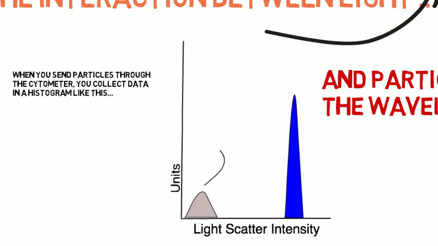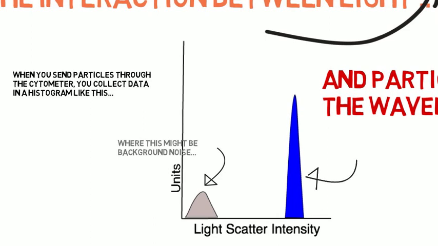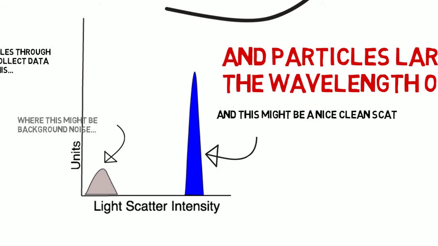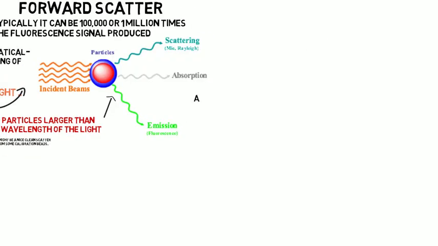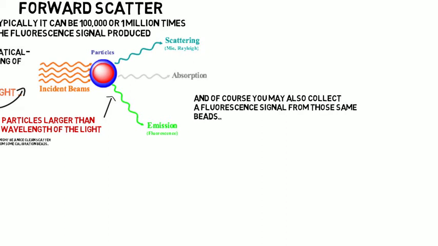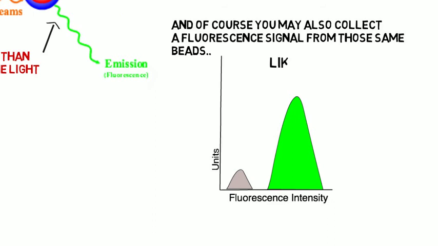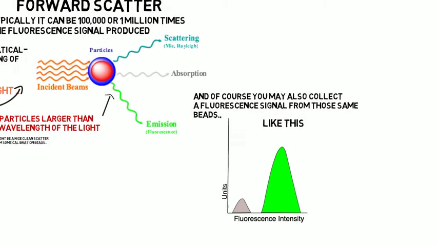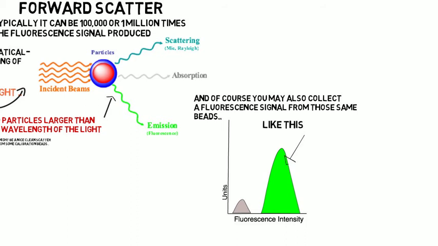Noise might look like this, and a strong signal like this. And of course, this might be the sort of histogram you get when you run a single size calibration bead. At the same time, you can of course collect a fluorescence signal coming from those same beads, and a histogram of that might look like this. You would not be surprised to learn that we often use light scatter to trigger sample collection. More about that in another cytorial.